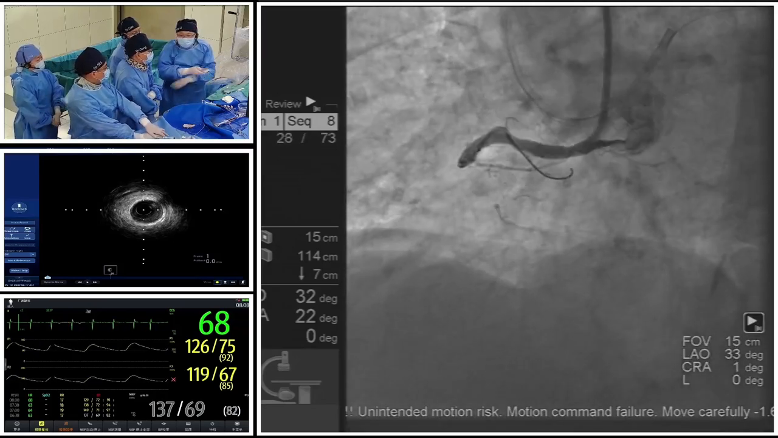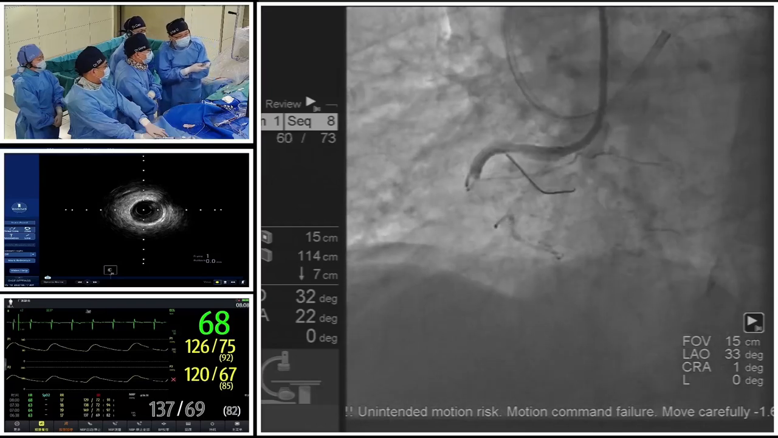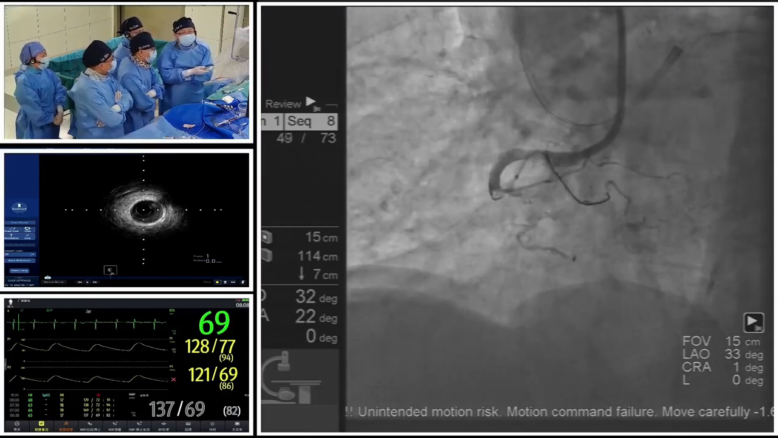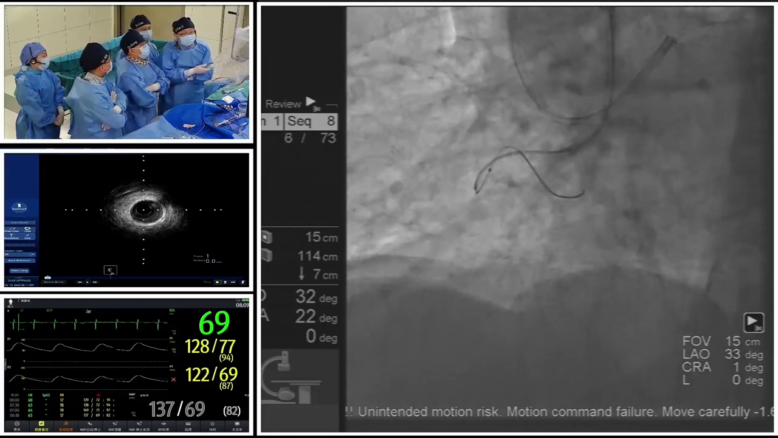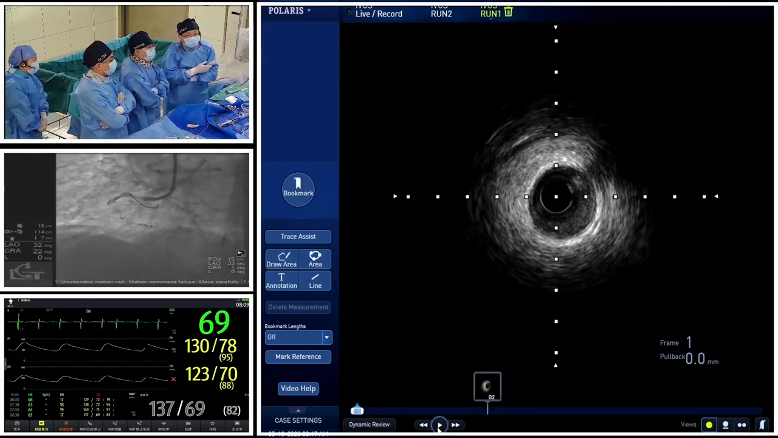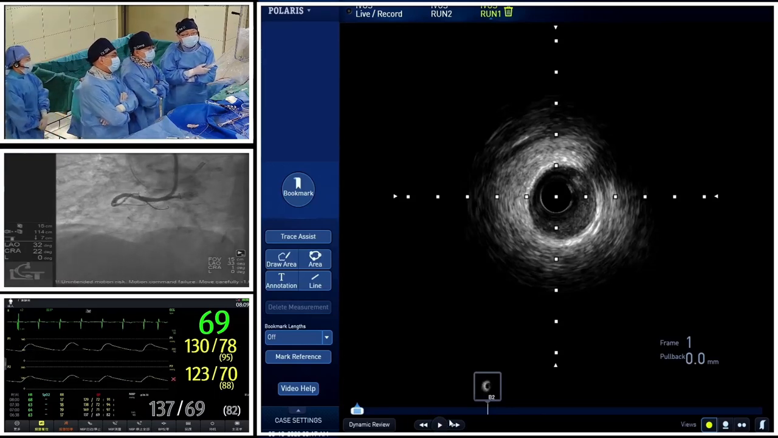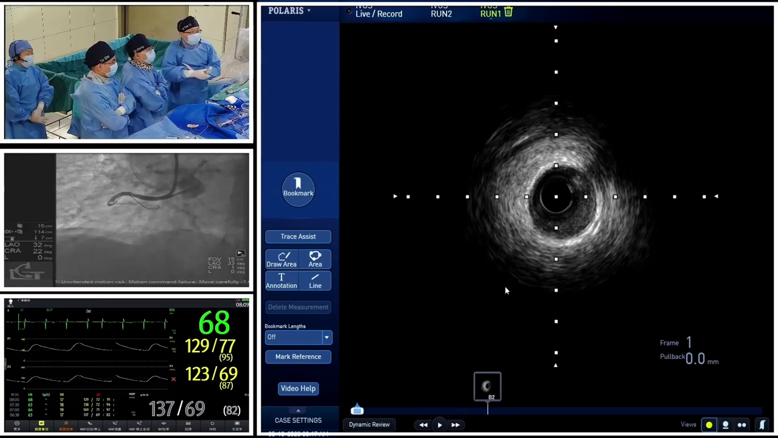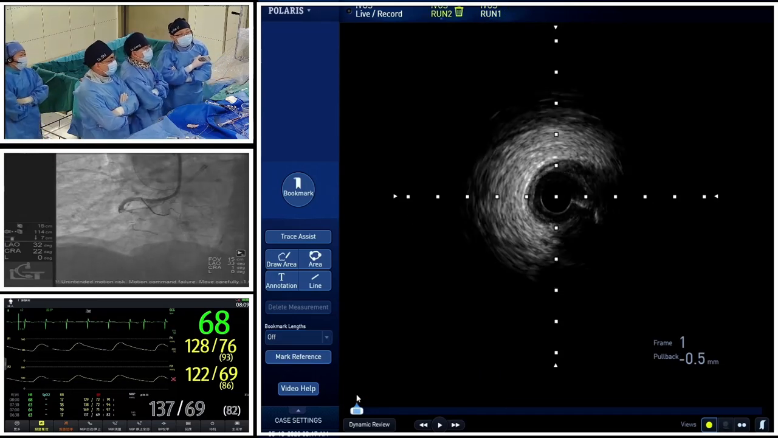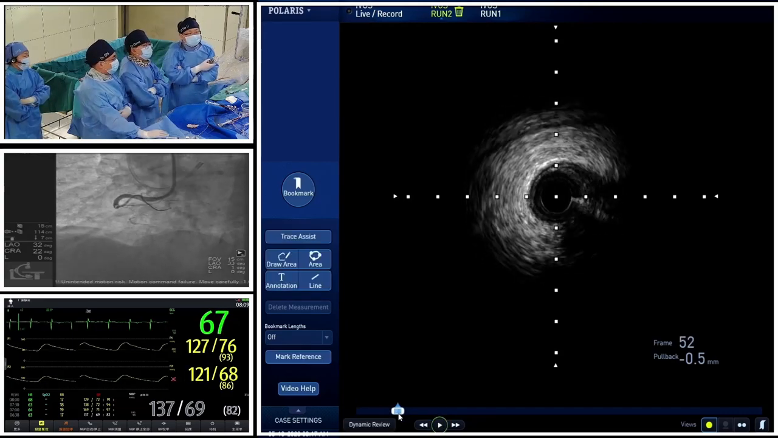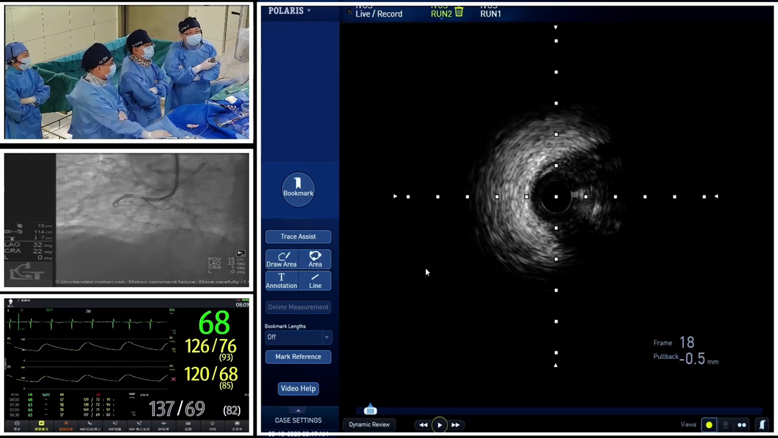And then we use IVUS to find where the ostium is. So could we see the IVUS, please? Okay. We put the IVUS into the side branch and automatically pull back the IVUS. And please let Dr. Chow interpret the IVUS result, okay?